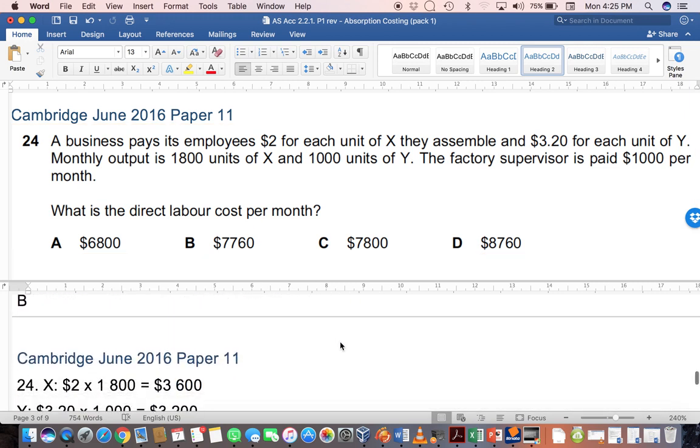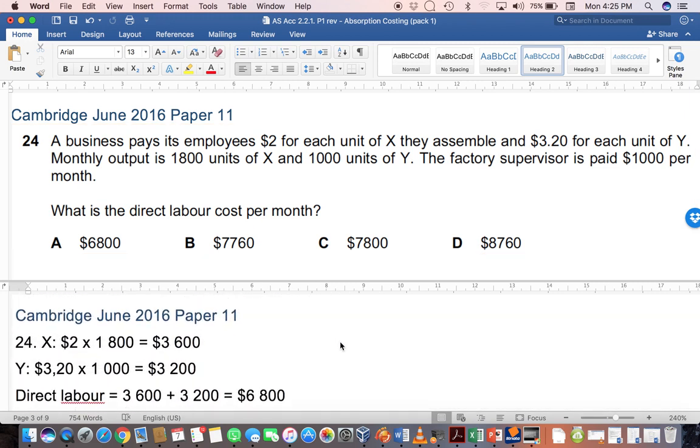Let's now look at Cambridge, June 2016, paper 1-1. Question 24. A business pays its employees $2 for each unit of X that they assemble and $3.20 for each unit of Y. Monthly output is usually 1,800 units of X, 1,000 units of Y. The factory supervisor is paid $1,000 per month. What is the direct labor cost per month?